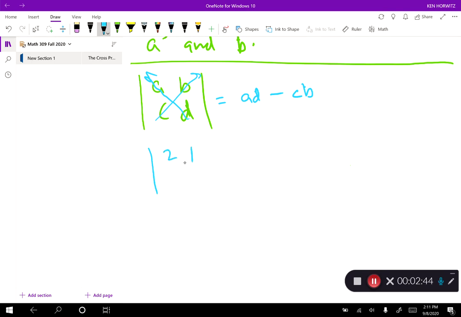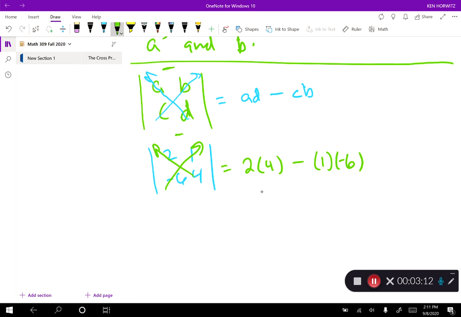Let me do a quick example. I have 2, 1, -6, and 4. I'll change colors again. I put my arrow straight up, put my arrow straight up. So this equals 2 times 4, and then I'm subtracting 1 times -6. When we do 2 times 4, we get 8, minus -6 equals, of course, positive 14.